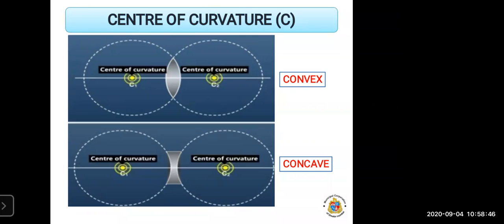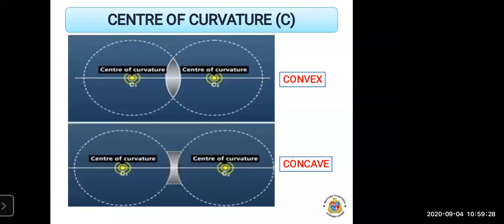So center of the circle is nothing but the center of the lens. So C1 and C2 both are the centers of curvature of the lens. In convex lens and concave lens, the center of curvature is denoted by C1 and C2. So the center of the sphere is nothing but the center of the lens. Okay. So these are called the center of curvature and it is denoted by C. Remember this.